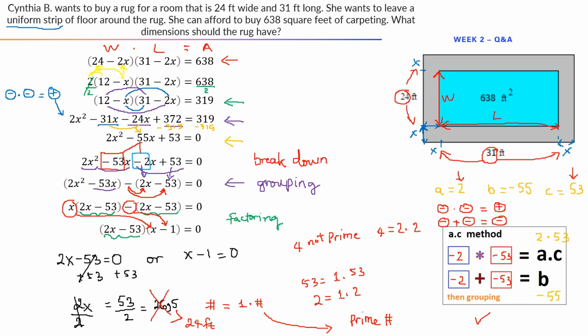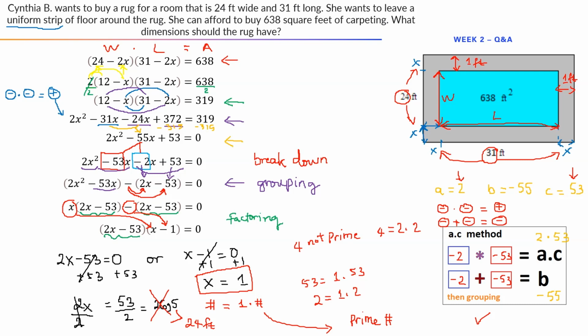Now, x minus 1 equals 0, we add 1 to both sides. So on the left hand side, x equals. On the right hand side, 0 plus 1 is equal to 1. So the right answer in this case is x equals 1 foot. So 1 foot from here to here. And 1 foot from here to here.